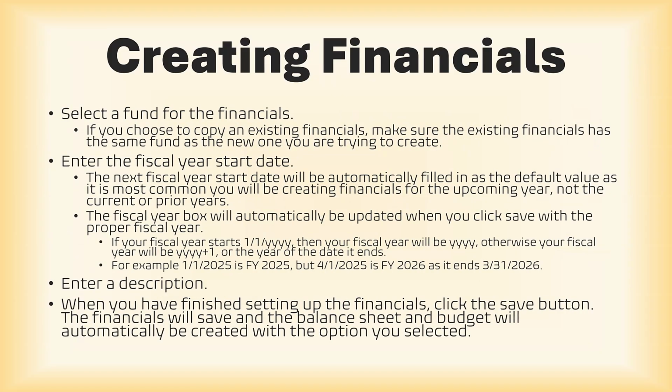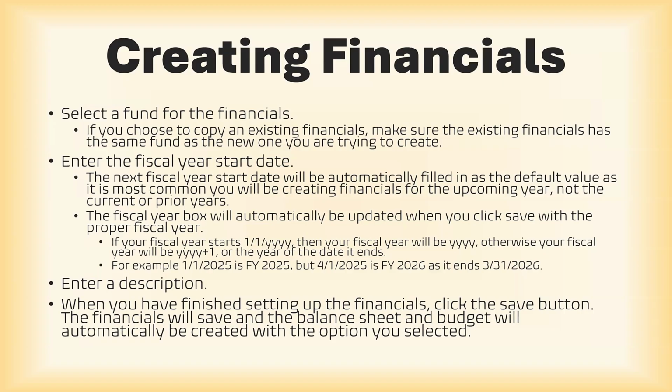When you click on the new, you select which fund you want to create. You enter the fiscal year start date. So it'll fill in with the default value, which is your upcoming fiscal year. So let's say your fiscal year starts 1/1 of 25 and you're doing this, let's say, in October of 25. The date that'll pop in there is 1/1 of 26. The fiscal year box is a non-editable field and it'll be automatically updated when you click save, and it'll bump to the proper fiscal year.